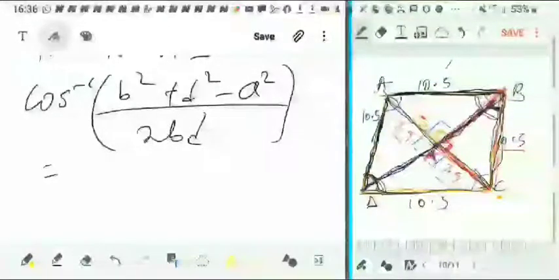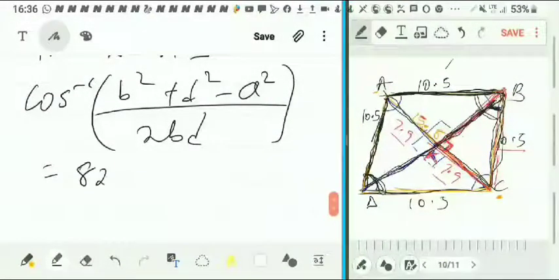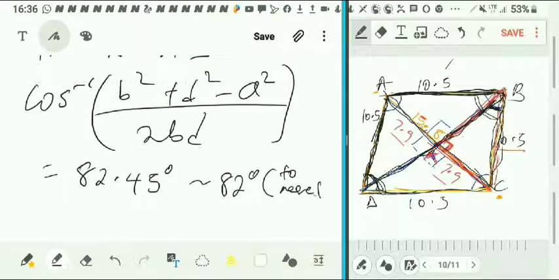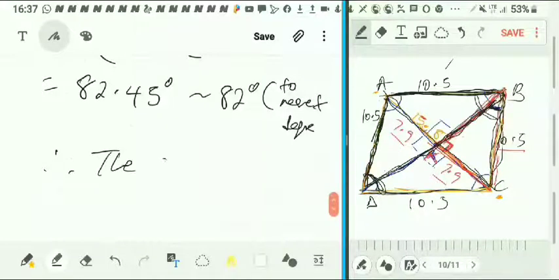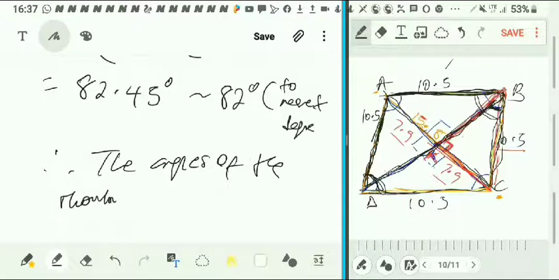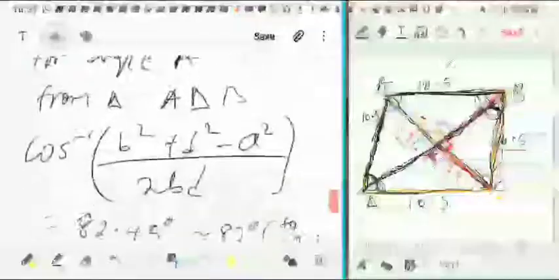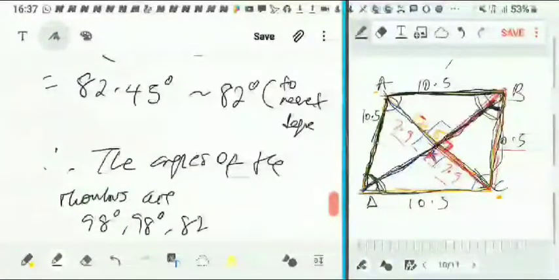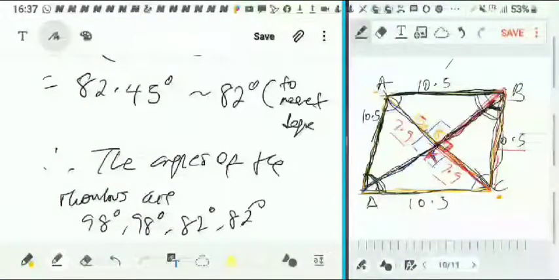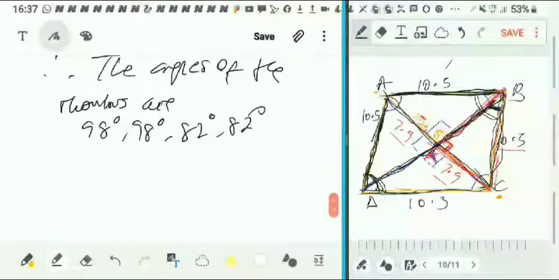Okay, so when you punch it, you have 82.45 degree, which is approximately 82 degree to the nearest degree. So therefore, the angles of the rhombus are what did we get first? 98 degree and 82 degree twice. Okay, so that's that about that.